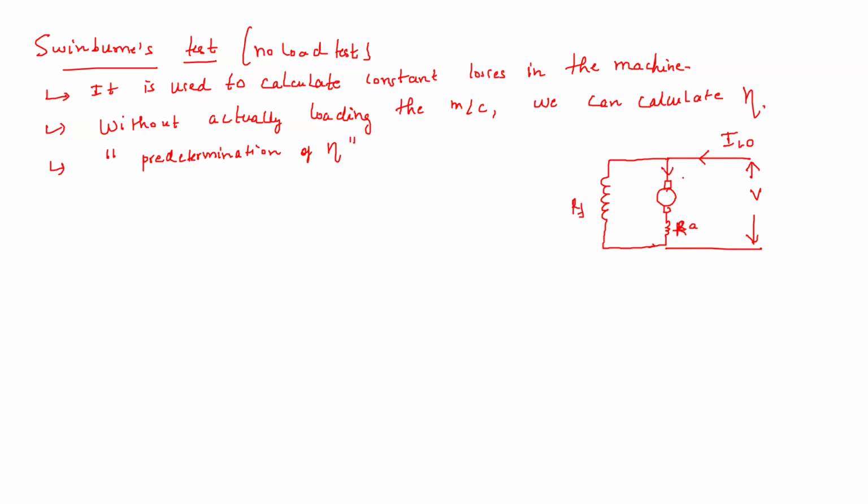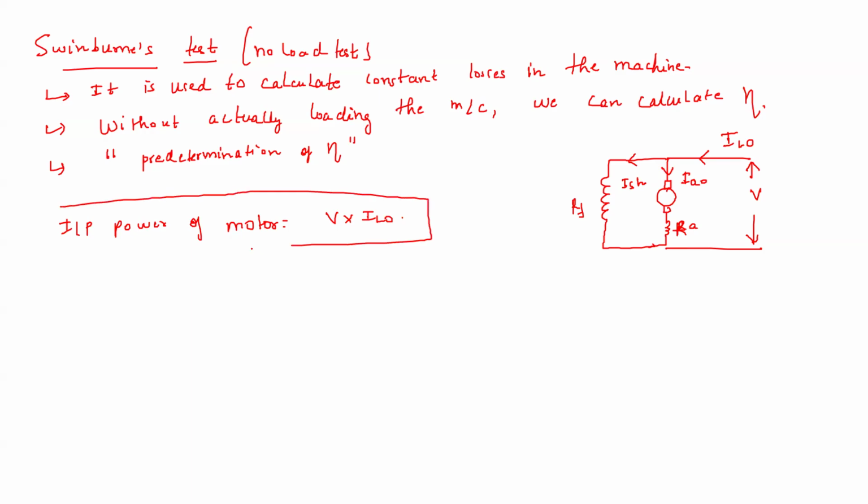Now here the armature current we are taking as IA0, and let us say this is ISH. So what is the input? The input power of motor is V into IL0. Now because we have not connected any load, the output is 0 at no load, so whatever power is taken, input minus output becomes equal to losses.